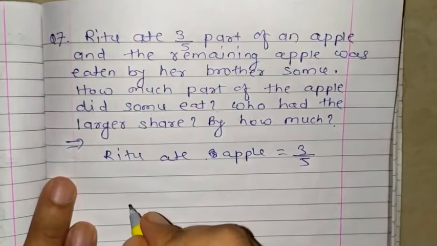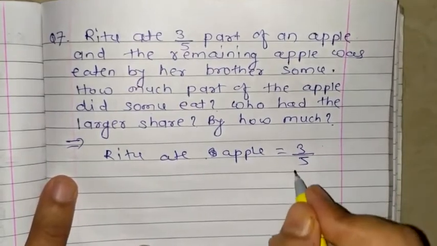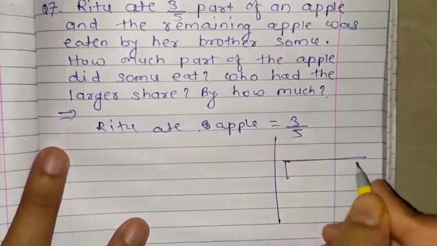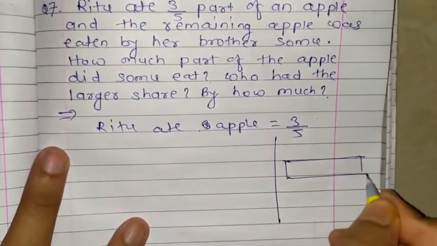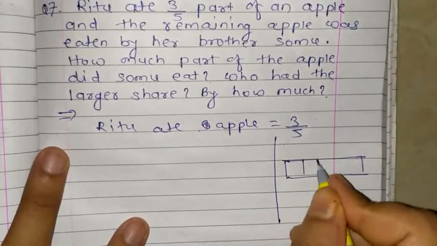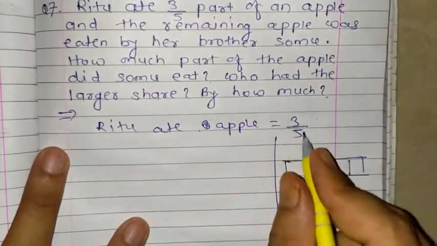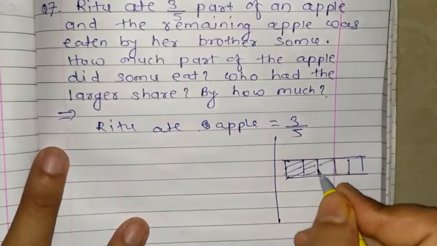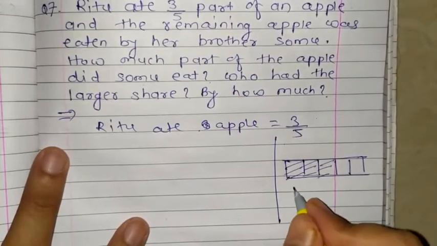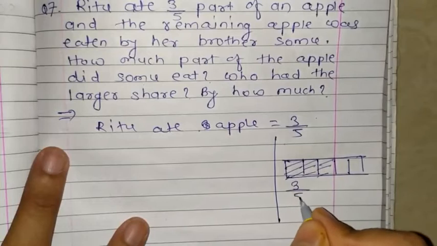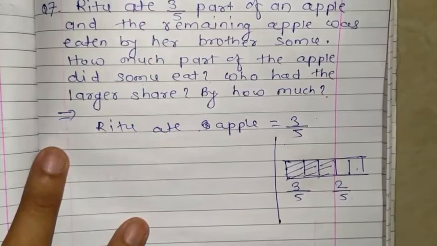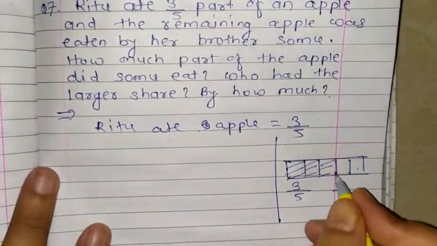And what about Somu? How will you calculate? I tell you one simple trick. 3/5 means, suppose we assume this is an apple. It has 5 parts: 1, 2, 3, 4, 5. Out of 5, Ritu ate 3 portions. So what about the remaining? If Ritu ate 3/5, Somu's remaining part should be 2/5. So this is the way.